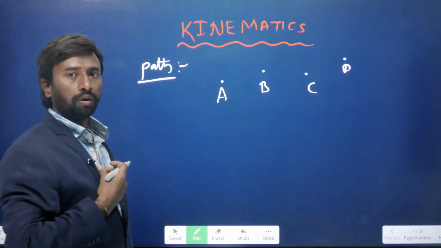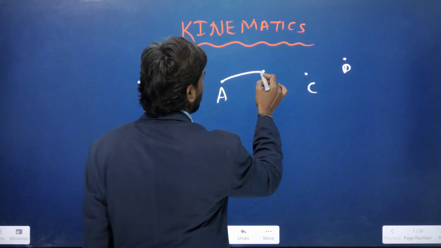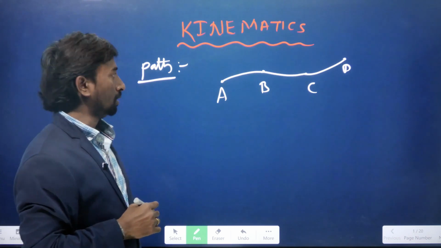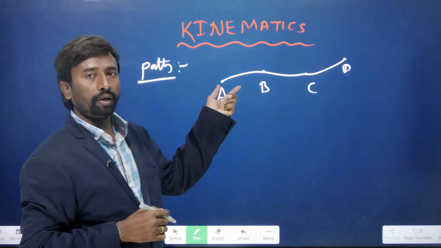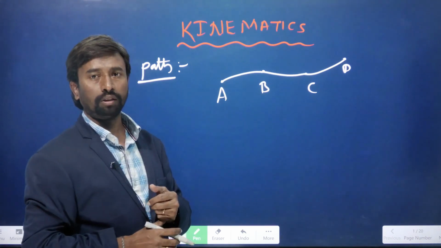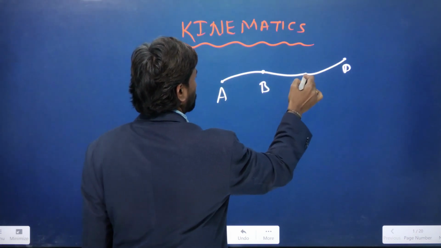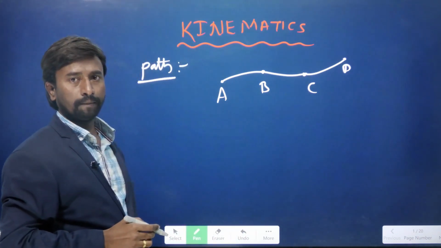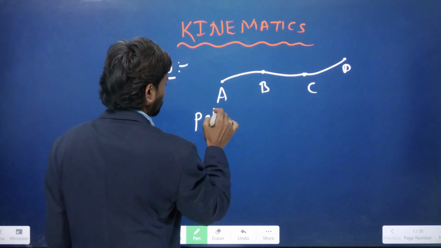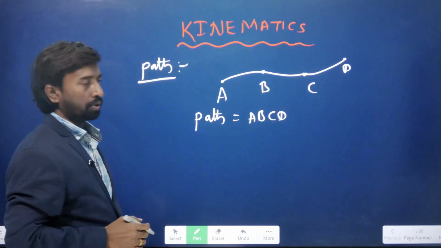Now if all the positions are joined by a line, we will get a way. This way is nothing but the path. How can we define it? The line joining the successive positions of an object along which it has travelled is called the path. Here, A, B, C, D is the path along which the body has travelled.